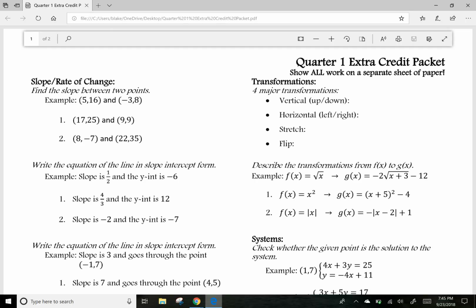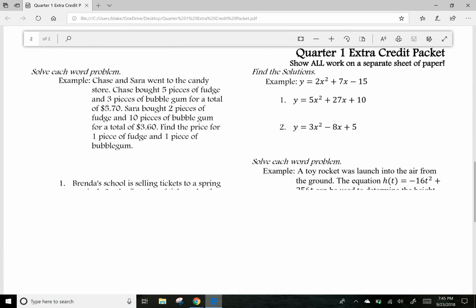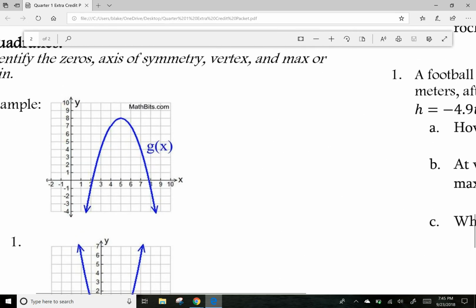So now we're moving on to the last section, quadratics. For the first example problem, I'm looking to identify zeros, axis of symmetry, vertex, and max or min. So let's see if I can close this out and go to the graph on here so that I can actually use it.